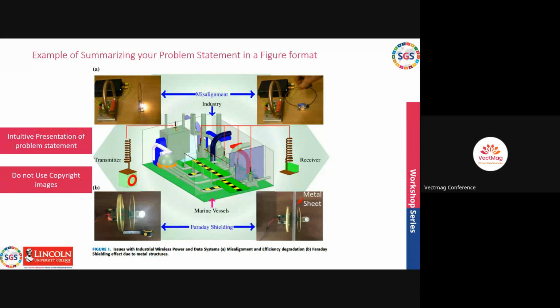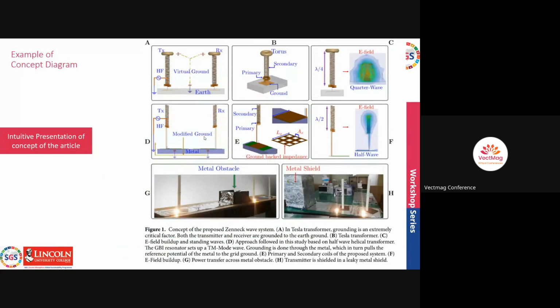I will show you through some examples how others have done it. So you have an understanding of how to do this. So this is very important. Okay. Now here is another example of a composite concept diagram. Okay. So here is A, B, C, D, E, F, G, H. Okay. So this is the concept of the proposed Zenith wave system.